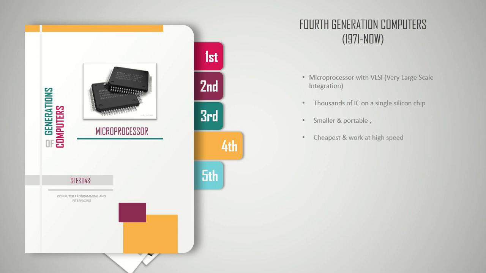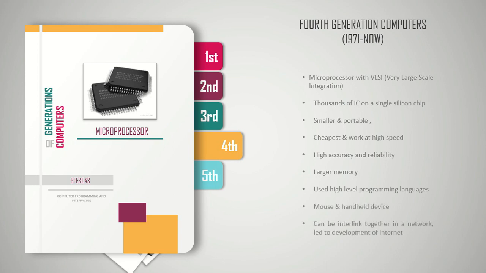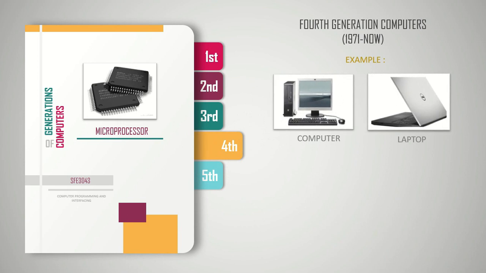It is also cheaper and works at high speed. It has high accuracy and reliability. It also has larger memory and uses high-level programming languages. Mouse and handheld devices can be interlinked together in a network, which led to the development of the internet. These are some examples of fourth generation, which are computers and laptops.